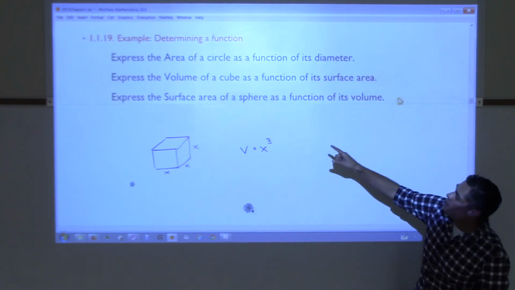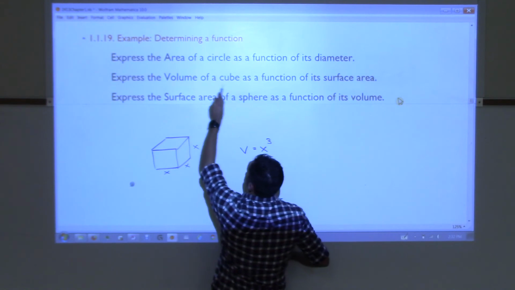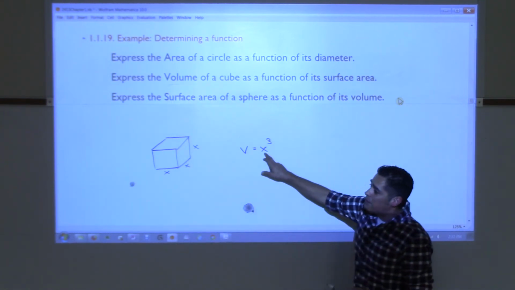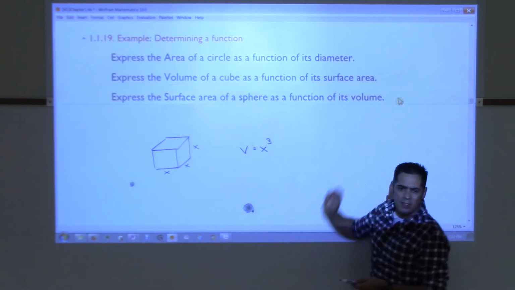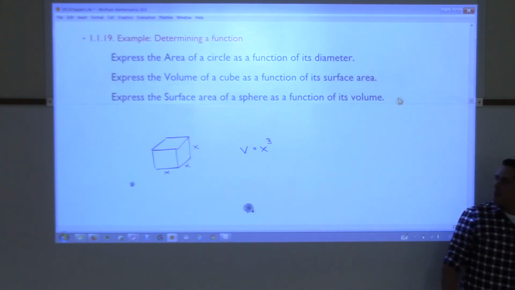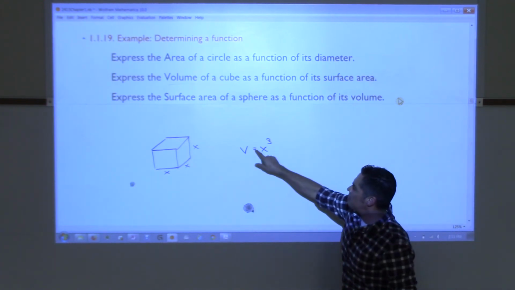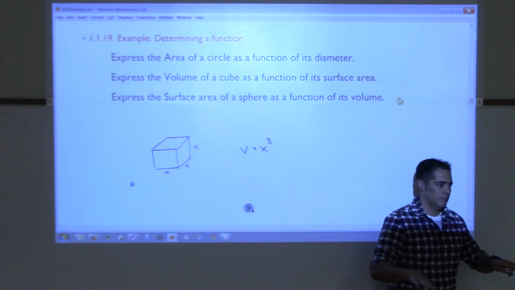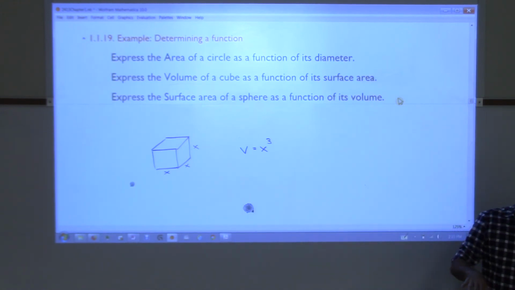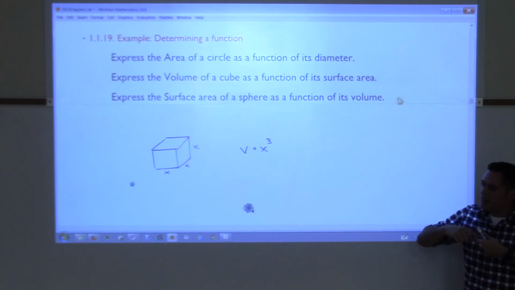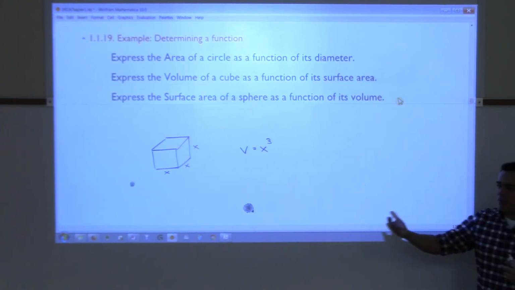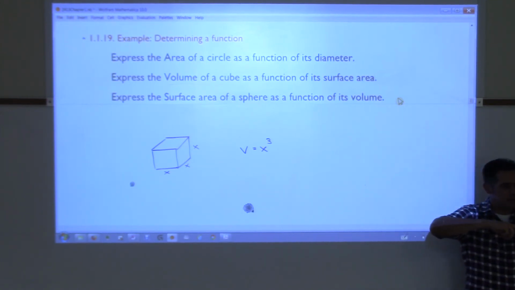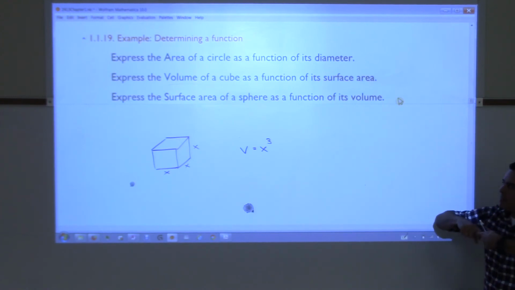What we want is to express the volume of a cube not as a function of the length of the side, but as a function of its surface area. That means volume needs to be equal to something over here with surface area in it, not x. So we need to somehow connect x and its surface area together. You know how with the last one we connected r and d together? Help me connect x to surface area.